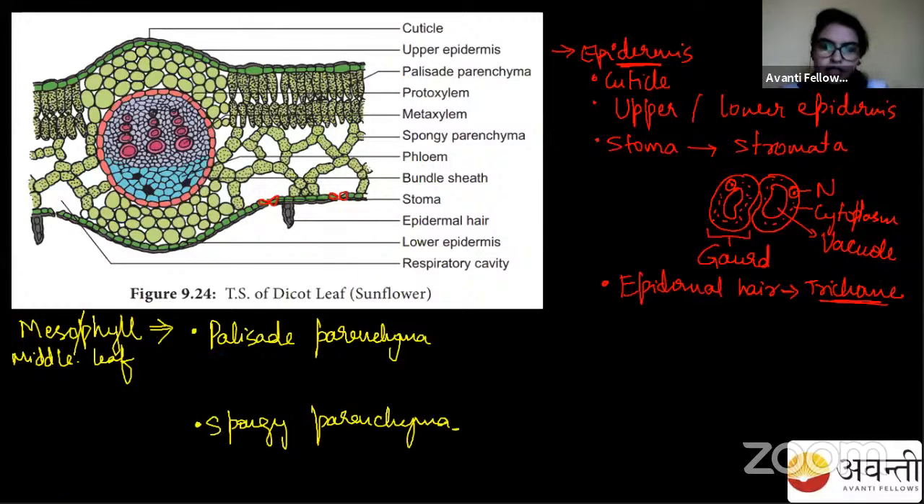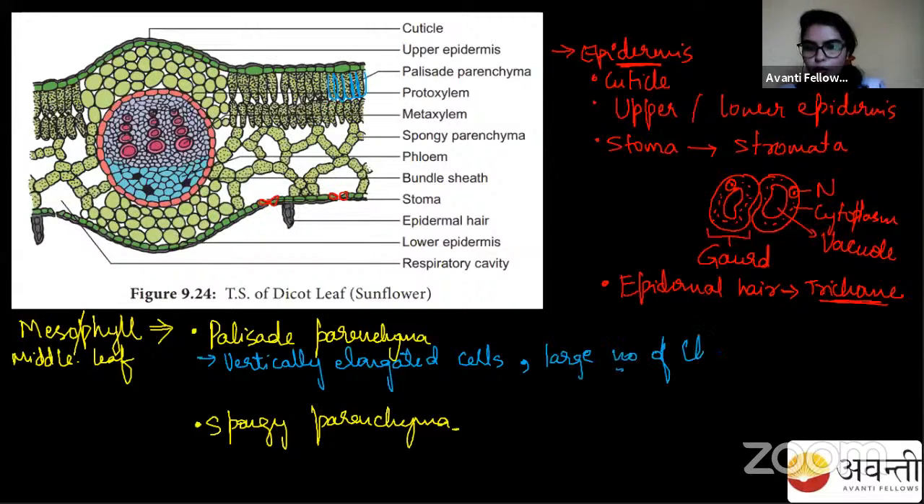Now what is the palisade parenchyma? Where is palisade parenchyma? You can see here, these elongated cells. These are the vertically elongated cells. These are your palisade parenchyma. So what are these? These are vertically elongated cells which contain a large number of chloroplasts.